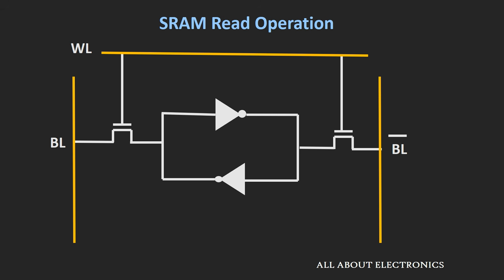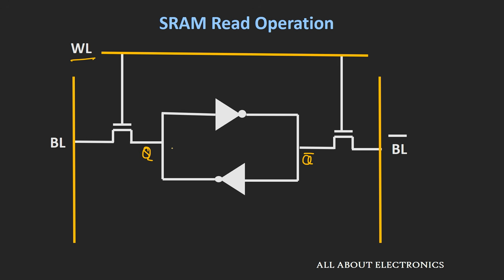Now to perform the read operation, first of all, these 2 pass transistors are turned on by applying the voltage to this word line. Once these pass transistors are turned on, whatever voltage is available at this point, let us say Q, will be available at the bit line, and whatever voltage is available at this point, let us say Q bar, will be available at the bit line bar.